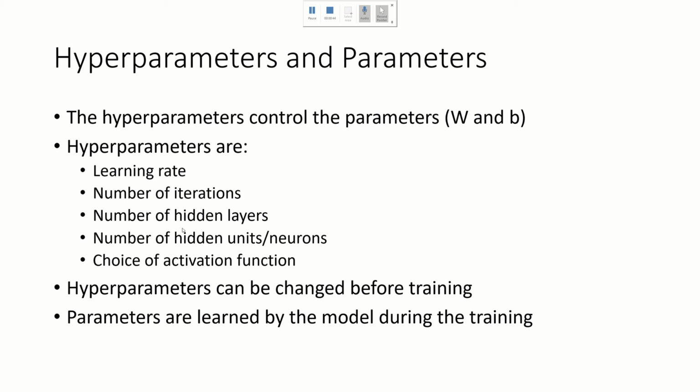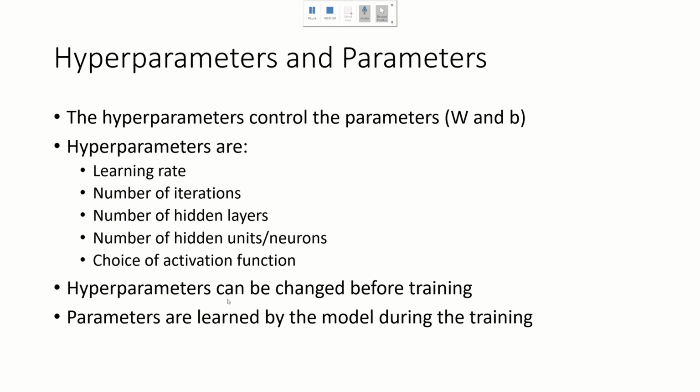The number of hidden layers, whether it's 5 hidden layers, 10 hidden layers, the number of hidden units or neurons, how many neurons you have per hidden layer, and the choice of the activation function, but not the value. So the choice of your activation function is the ReLU, the leaky ReLU, tanh, etc.